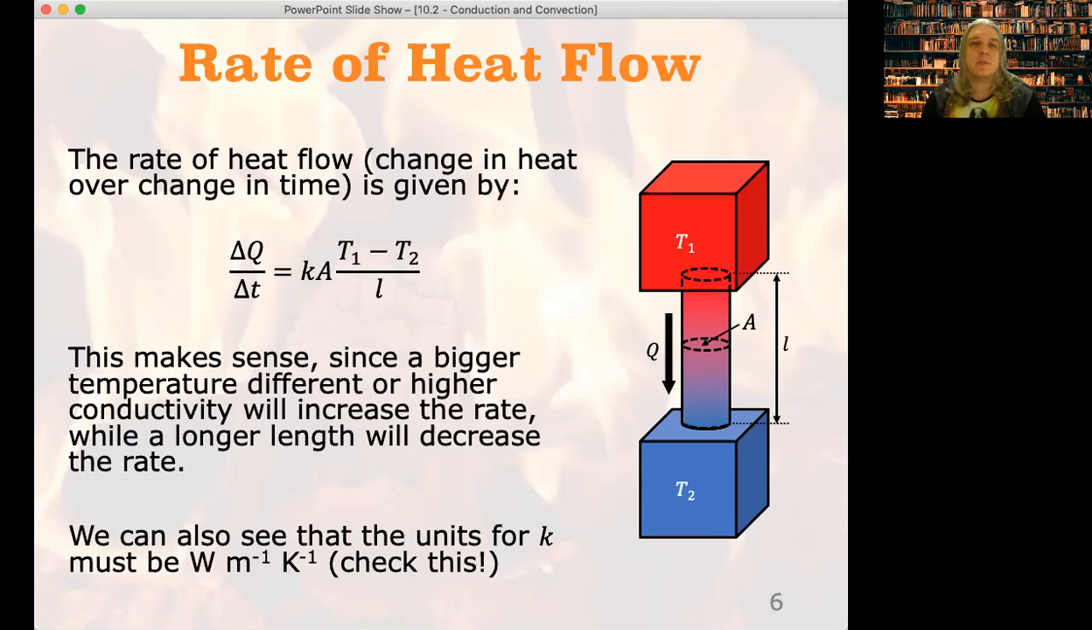There are other units you'll see pop up. Sorry, not for heat flow. Heat flow obviously is just joules per second. Energy per time, heat joules per second, so it's going to be in watts. But when you're talking about K, you'll see other units, not just watts per meter per Kelvin. You'll see various different units pop up, and you should hopefully be able to recognize them.